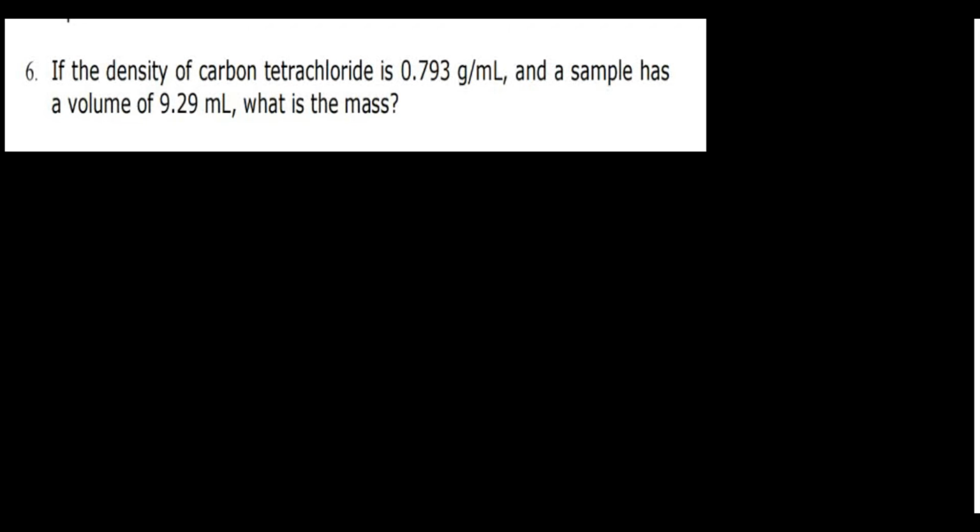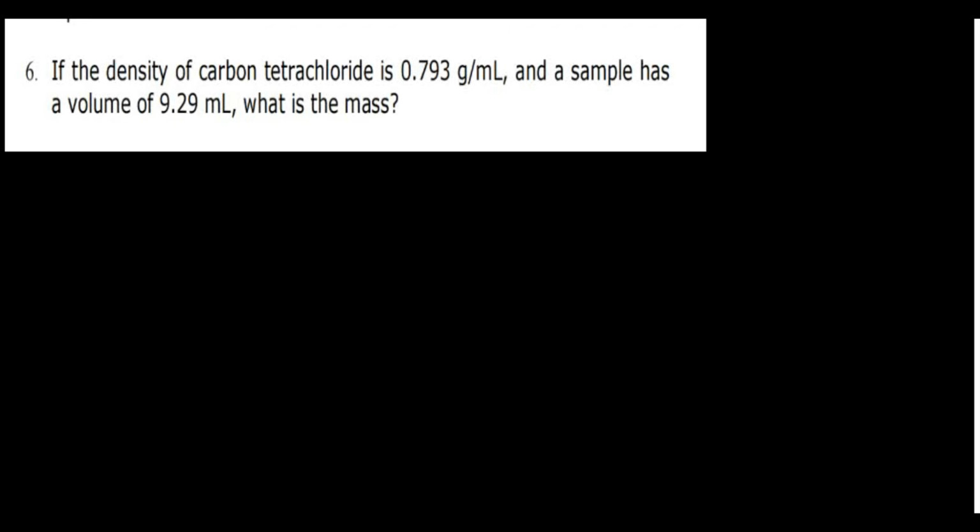Okay, so we continue with question 6. Question 6 is saying if the density of carbon tetrachloride is 0.793 grams per milliliter, and the sample has a volume of 9.29 milliliters, what is the mass? So the mils is just basically volume. We have got the density, so we need to find the mass.